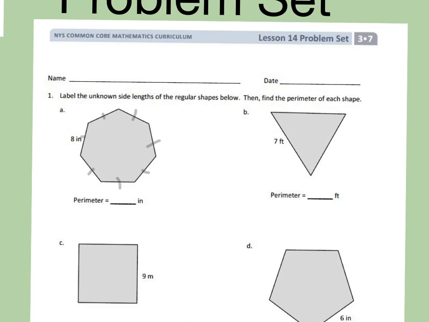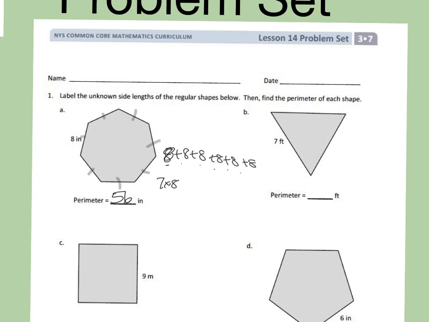So we know that this shape has 7 sides. So I could do my repeated addition sentence. So I could do 8 plus 8 plus 8 plus 8 plus 8 plus 8. Make sure you have 7 of them. 1, 2, 3, 4, 5, 6, 7. Or you could do 7 times 8 equals 56.